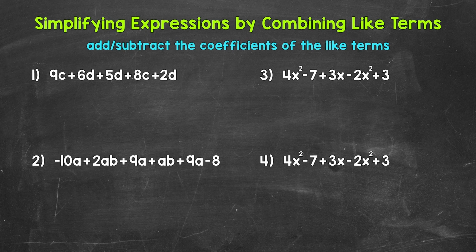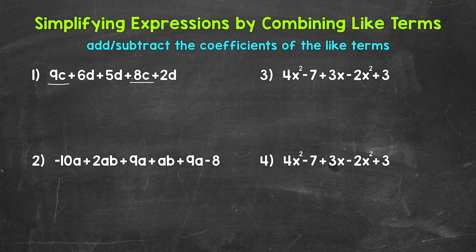Here are more examples of expressions that we can simplify by combining like terms. Let's jump into number 1, where we have 9c plus 6d plus 5d plus 8c plus 2d. The first thing that we need to do is identify any like terms that we can combine. So are there any like terms that we can combine in this expression? Yes. Let's start with 9c and 8c. Both of those terms have the same variable to the same power. Both terms have the same variable of c to the same understood power of 1. So they are like terms.